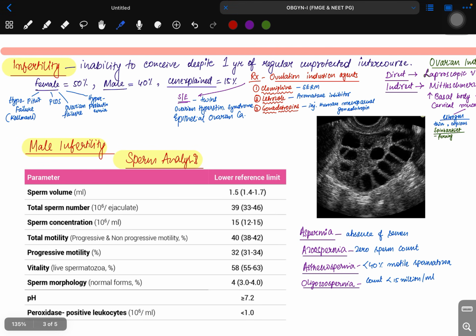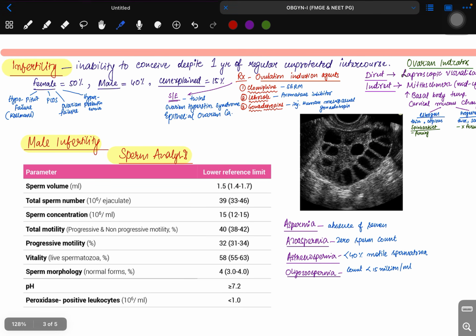Now our next topic is infertility. It is the inability to conceive despite 1 year of regular unprotected intercourse. If the age of the woman is more than 35 years, it will be 6 months. Okay, normally it is 1 year, but if it is more than 35 years, then it is 6 months. The causes may be female, which can be 50% of the causes. Male may be 40%, and unexplained causes are 15%. Unexplained infertility means after everything, the cause is still not found. So it is unexplained infertility.